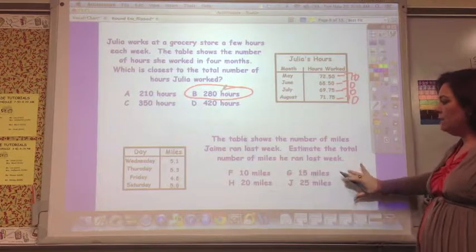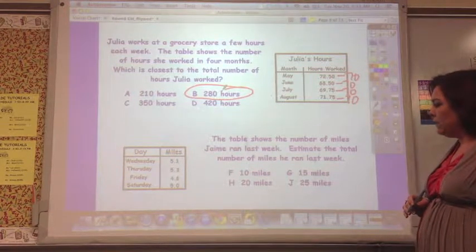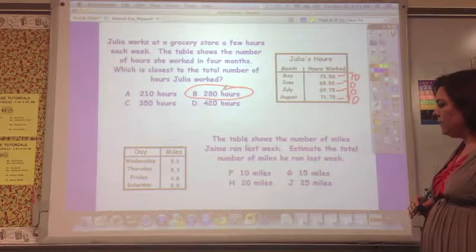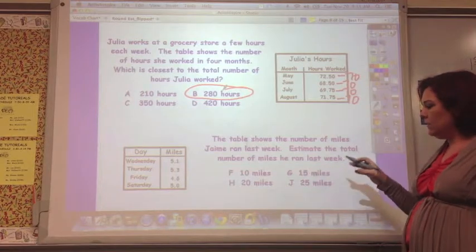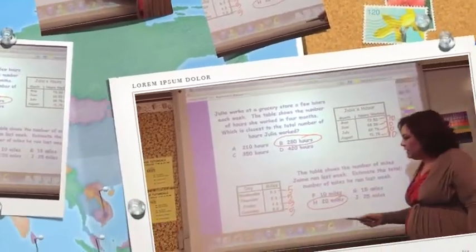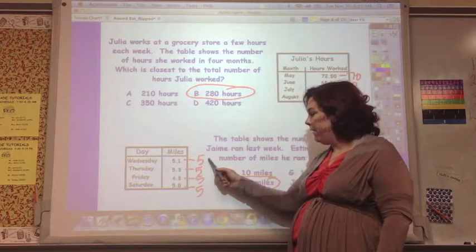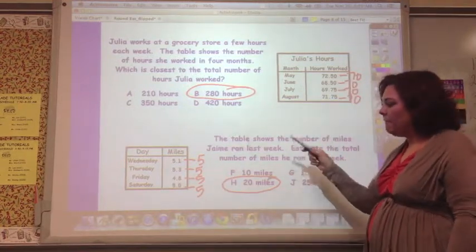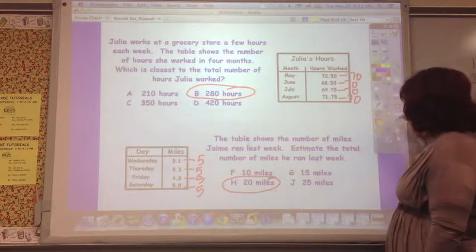So go ahead and do this one. The table shows the number of miles Jamie ran last week. Estimate the total number of miles he ran last week. So estimate those and come up with a number. So you can see this is a little bit more than 5, a little bit more than 5, a little less than 5, exactly 5. So you can say about 5 each day, and 5 times 4 is 20.